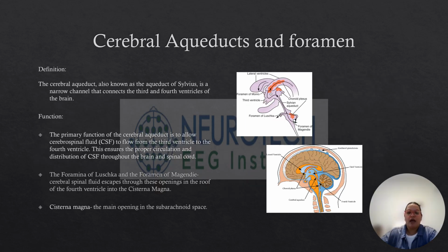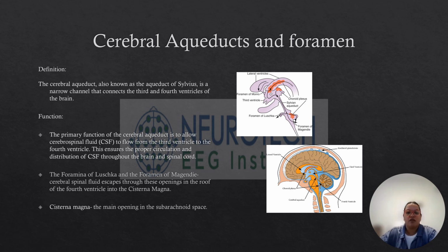There are cerebral aqueducts and foramens. So the aqueduct is also called the aqueduct of Sylvius. I guess Sylvius has a few things that he discovered of the brain, like the Sylvian fissure. And it's just a narrow channel that connects the third and the fourth ventricle. The third and the fourth ventricle. So that's the aqueduct of Sylvius, or Sylvian aqueduct.